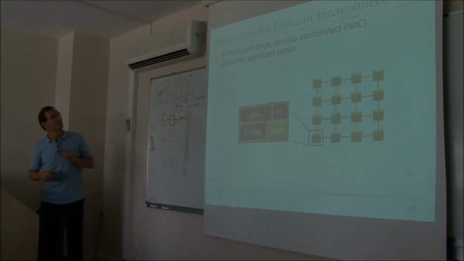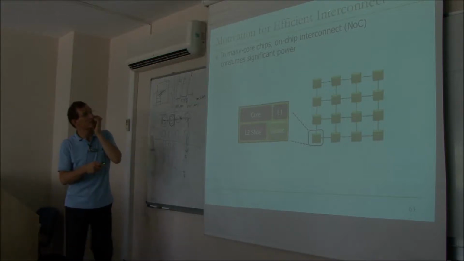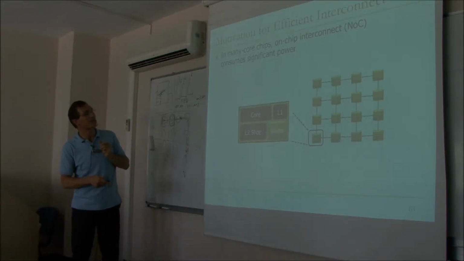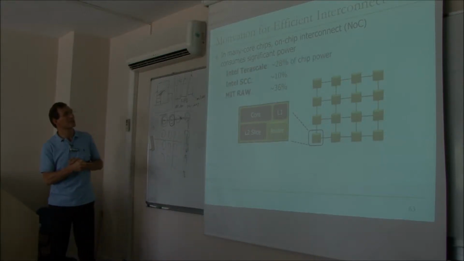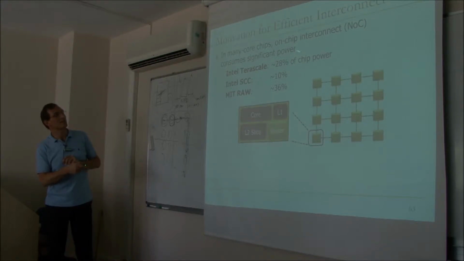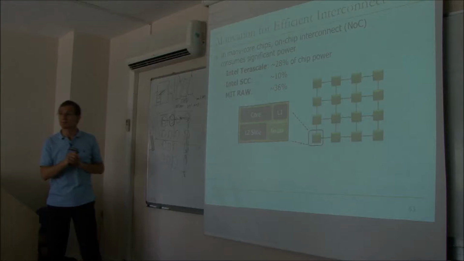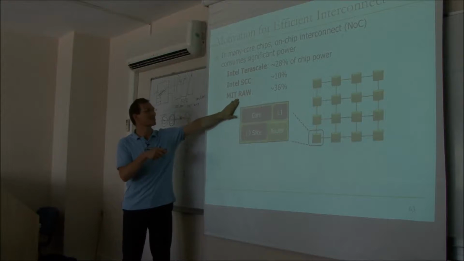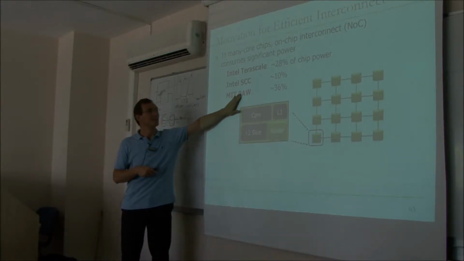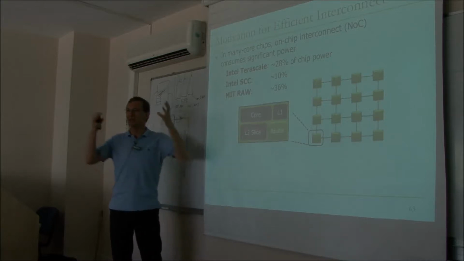Okay, so one motivation for efficient interconnect is that on-chip interconnect consumes significant power, and that will be most of the rest of my lecture today. People have demonstrated different amounts of power consumption. For example, in the Intel Single-chip Cloud Computer, it's about 10%. In Intel Terascale, it was about 28% of the chip power. In the MIT Raw processor, one of the earliest on-chip network prototypes from the 1990s, it was 36%. This is a precursor to Tilera, actually. They had very wimpy processors and fat interconnect. That's where the 36% comes from.